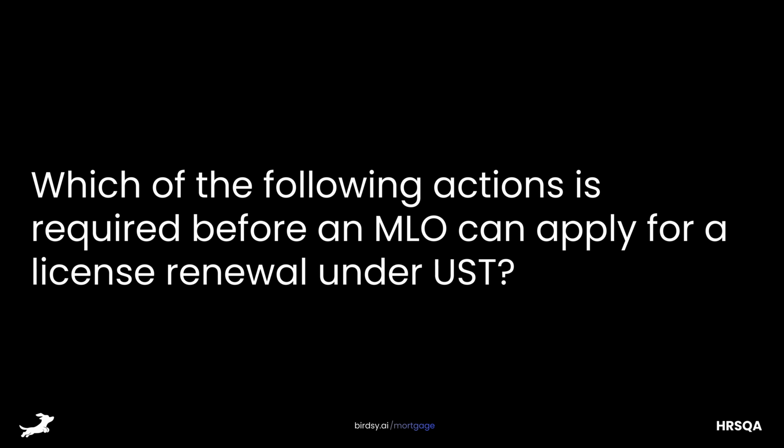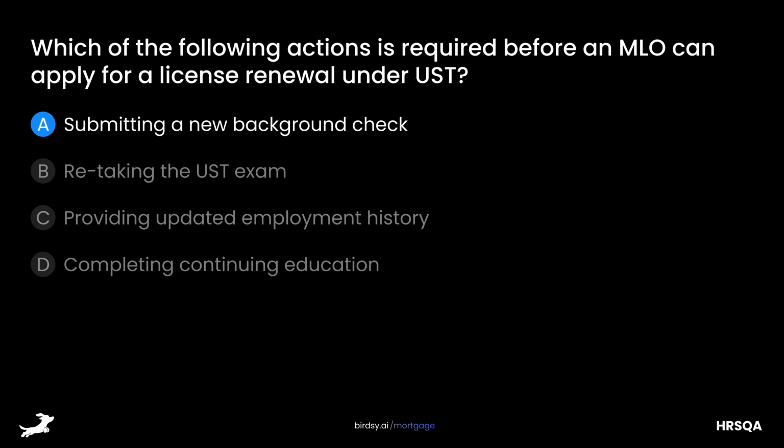Which of the following actions is required before an MLO can apply for a license renewal under UST? Is it A, submitting a new background check, B, retaking the UST exam, C, providing updated employment history, or D, completing continuing education? The answer is D, completing continuing education.